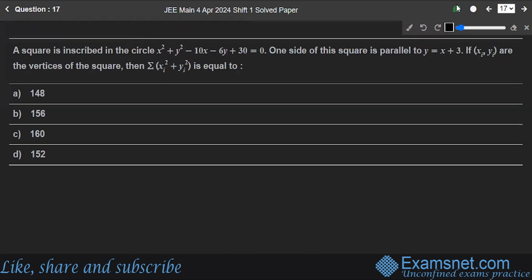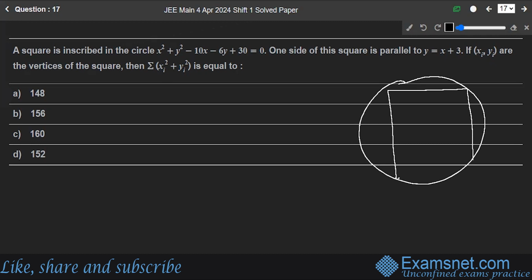Question number 17. A square is inscribed in this circle. One side of the square is parallel to this line. If x_i, y_i are the vertices of the square, then you have to find out the value for this expression. So this is your circle, right? And the square is inscribed inside it. Somewhat like this. May not look appropriate, but okay, this is your square and this is the center of the square.